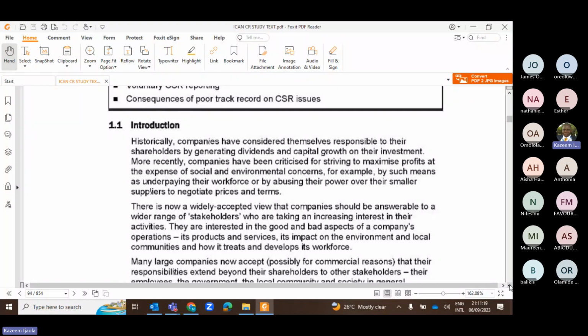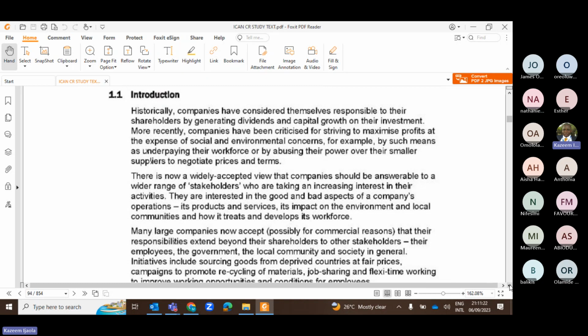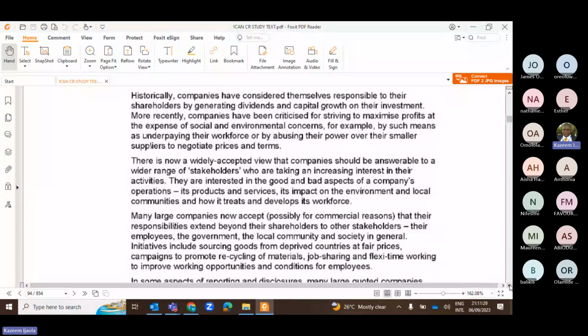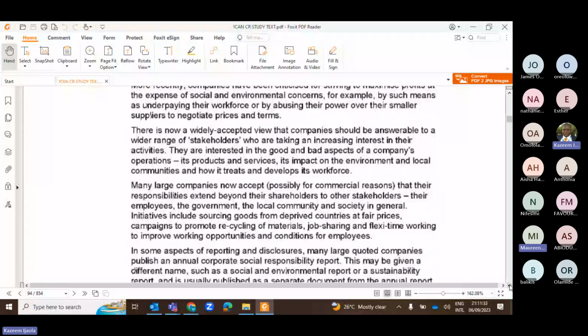So CSR, basically, no company is set up solely for the purpose of distributing money, except maybe an NGO, which is another story entirely. But every corporate organization is set up basically to generate revenue, pay dividend to the shareholders, and maximize profit for business expansion. That is the main reason why companies were established.